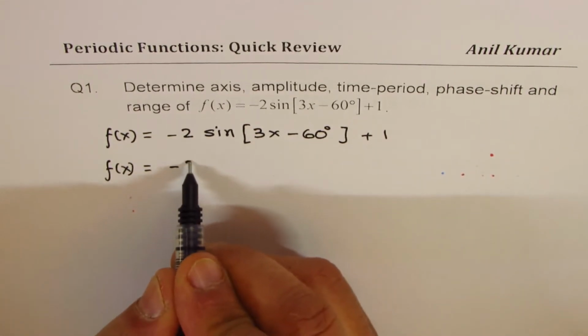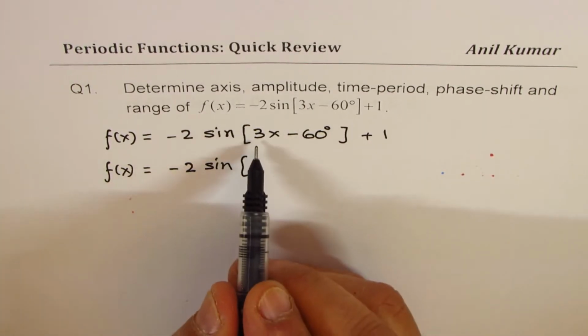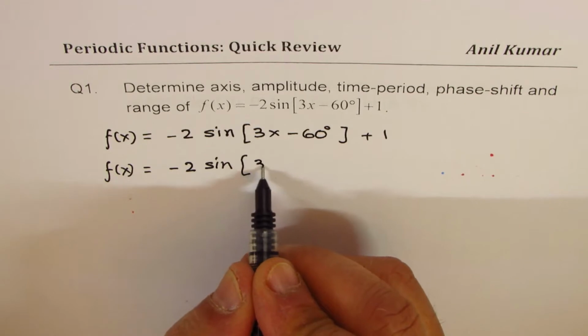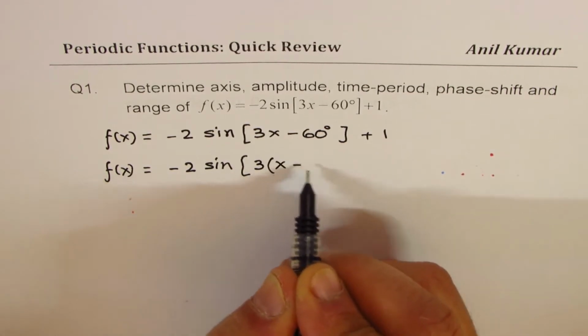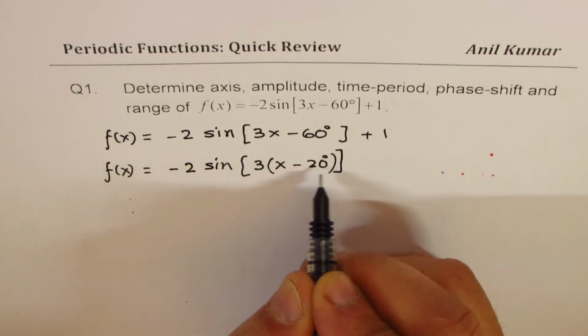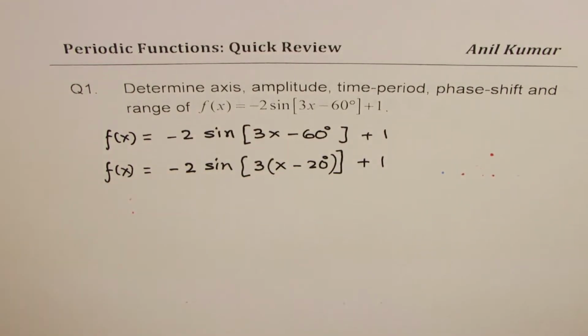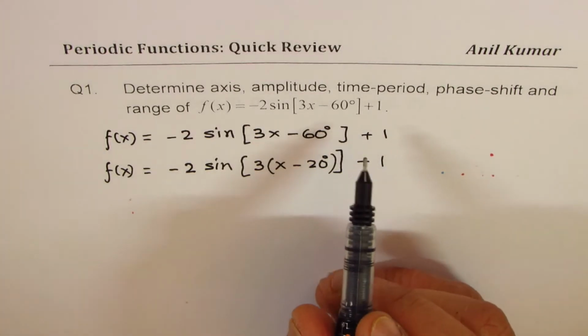So what we should actually do is, before even attempting to answer this question, we have to factor this 3 out. So when you factor this, then you get x minus 20 degrees here. That is the phase shift. And this is the mistake which some students might make. Now it is straightforward, right?